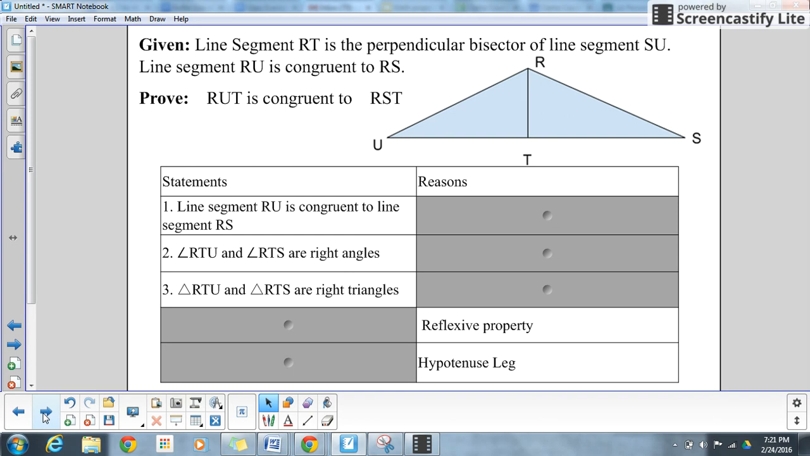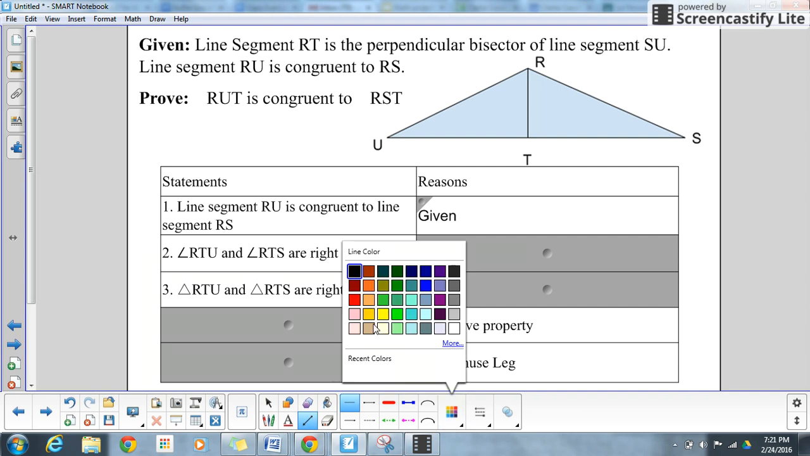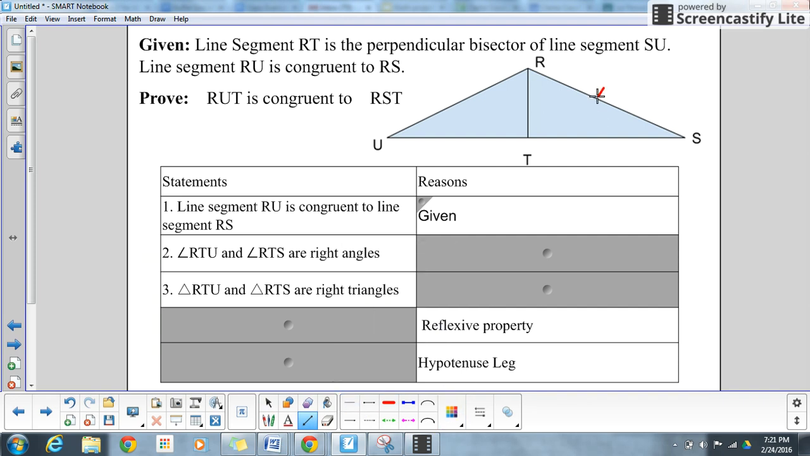All right, so the first thing we want to look at is what are we given? The first statement is that line segment RU is congruent to line segment RS. Well, we know that's given, so our first reason is given. Now, we want to make sure that we show what we know. So what I like to do is mark that RS is congruent to RU, so that I'm following along on my diagram and I have a visual representation of what I'm given in the table.